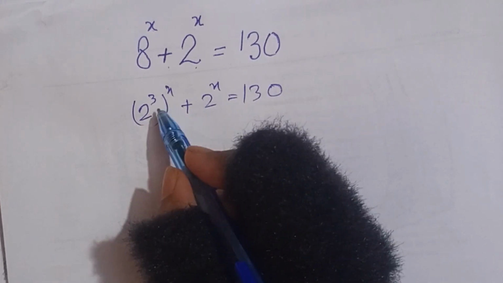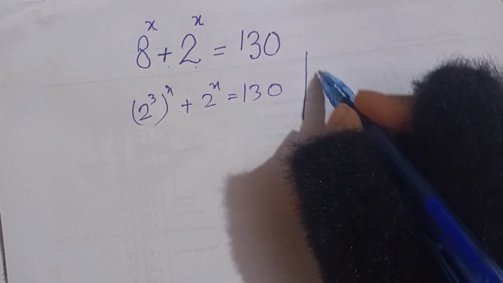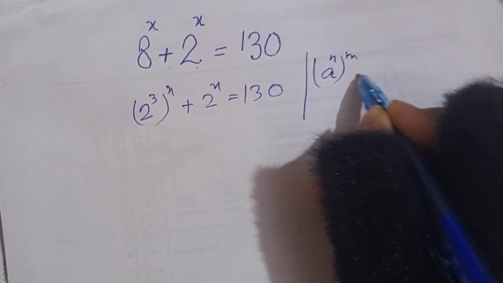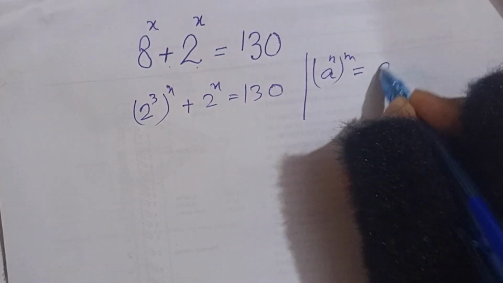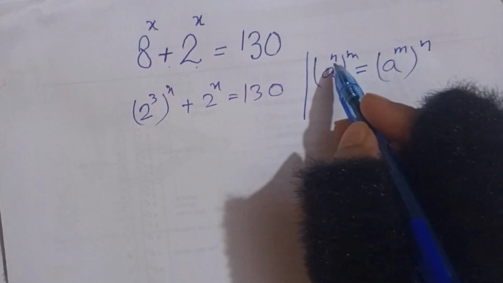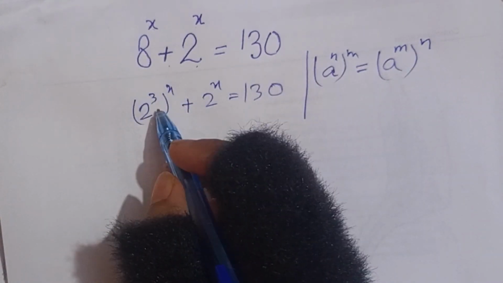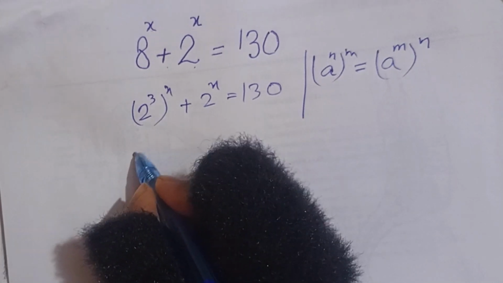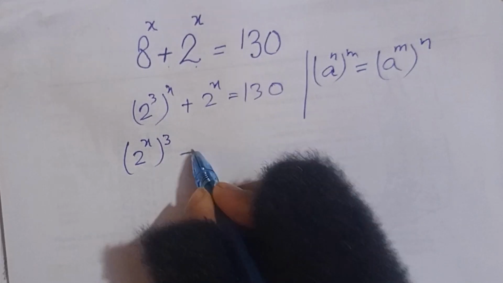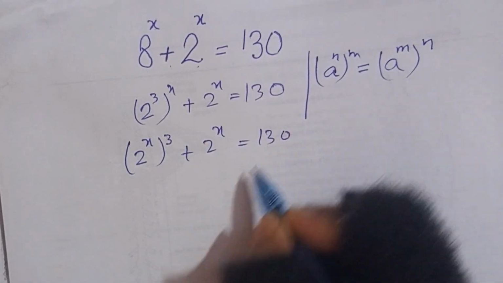Now here we use an exponent rule. The rule is a raised to the power n times m is equal to a raised to the power m times n. We exchange their exponents. So we apply this property on this term. So this will become 2 raised to the power x, its again power is 3, plus 2 raised to the power x, it's equal to 130.